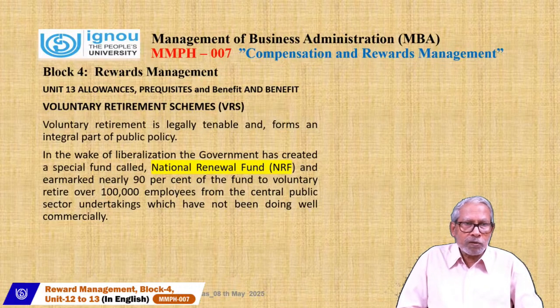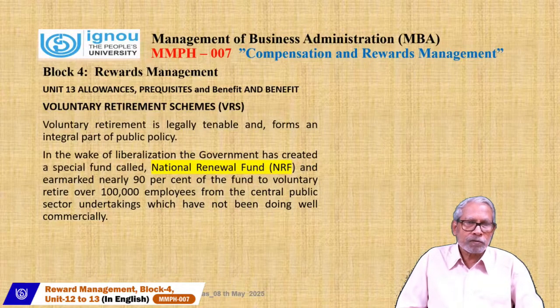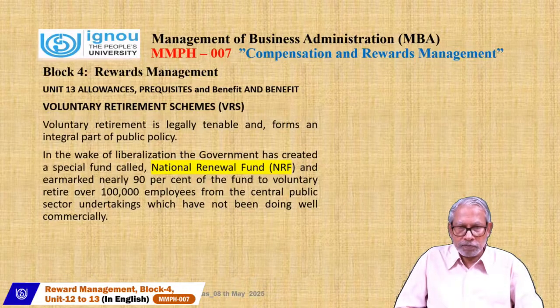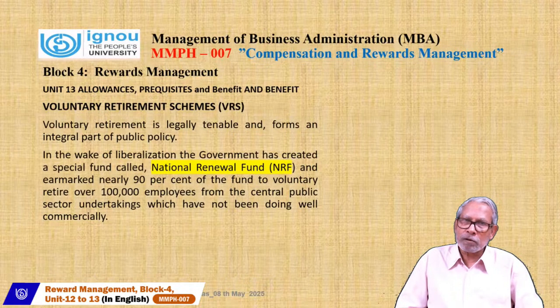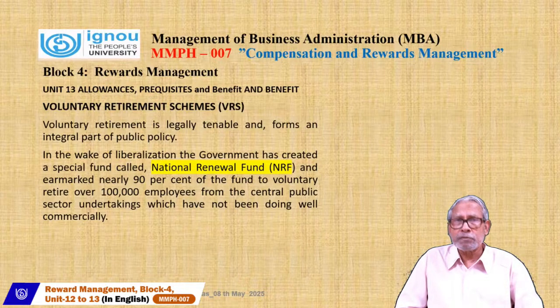So in the wake of liberalization, the government has created a special fund called the National Renewal Fund. In March, nearly 90% of the fund went to voluntary retirement schemes. That is more than around 1 lakh employees from central public sector undertakings which have not been doing well commercially. You might have heard that SBI and so many other banks have given a VRS scheme. It's called a golden handshake.